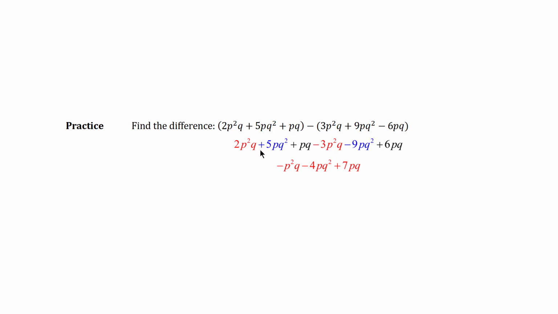2p squared q minus 3p squared q is negative p squared q. 5pq squared minus 9pq squared is negative 4pq squared. And then finally, pq plus 6pq is plus 7pq. So the final result is negative p squared q minus 4pq squared plus 7pq.